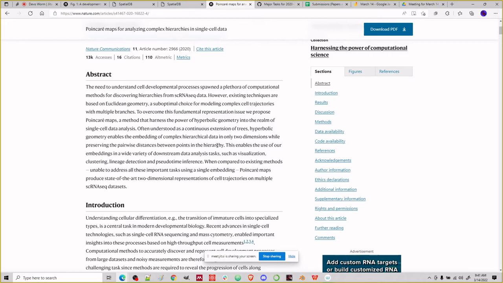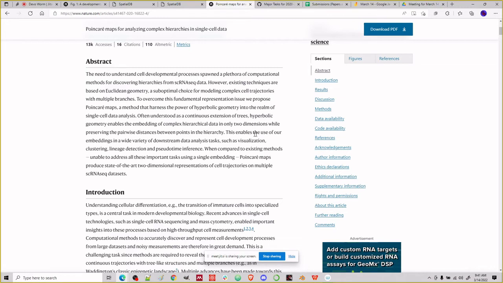You can have distance between 2 XY points, and there's a Euclidean distance, and that's easy to understand. But when there's curvature in your sample, in your surface, a lot of biological systems, if it's not a flat slice, it's going to have that curvature. This is a nice way to represent that curvature. This enables the use of our embeddings in a wide variety of downstream data analysis tasks. So they're doing a lot of things afterwards that this is going to be useful in.